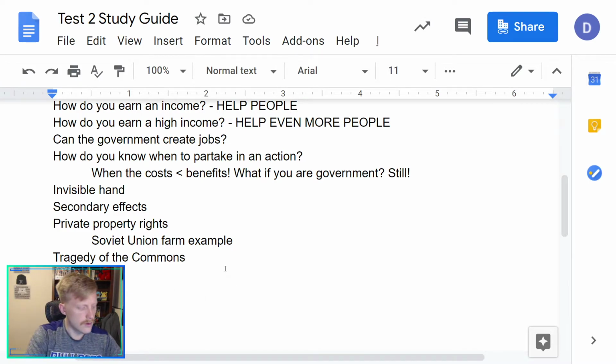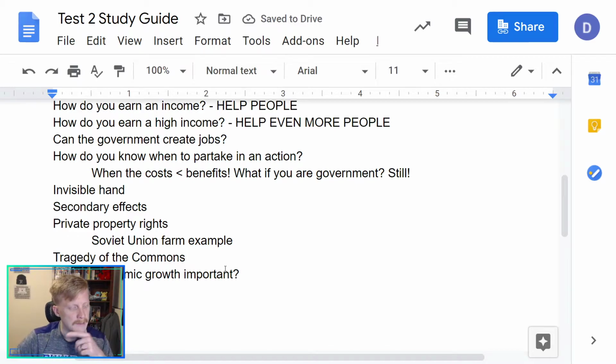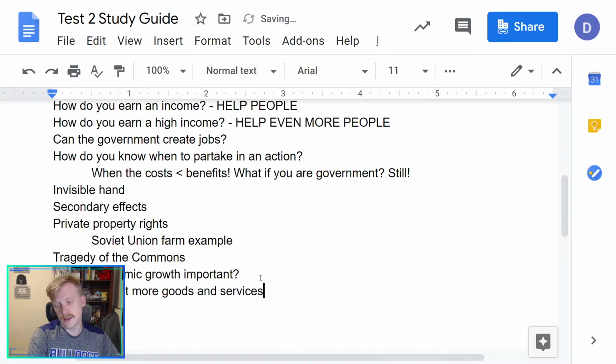Okay, so let's do this. Why is economic growth important? Because when we have economic growth, this means we get more goods and services, and this is what increases our quality of life, right? It enables us to achieve a higher quality of life, and we have more technological advancements that we get to live with.